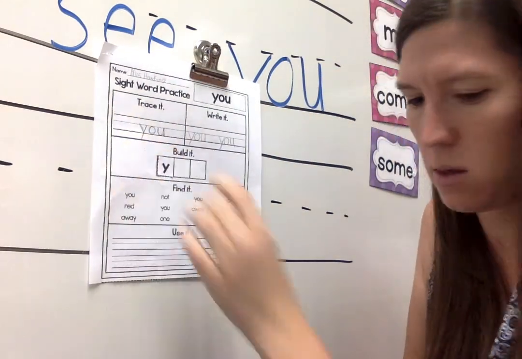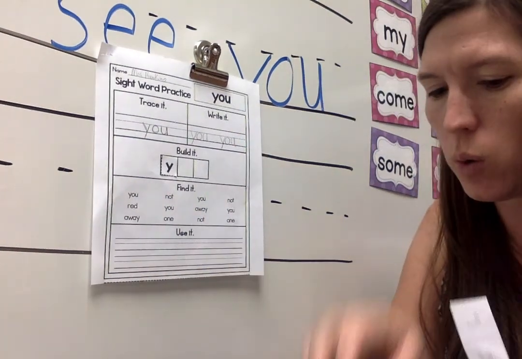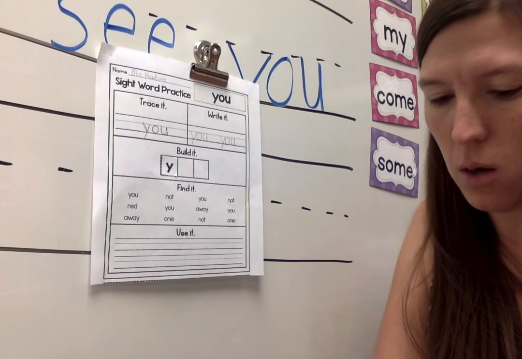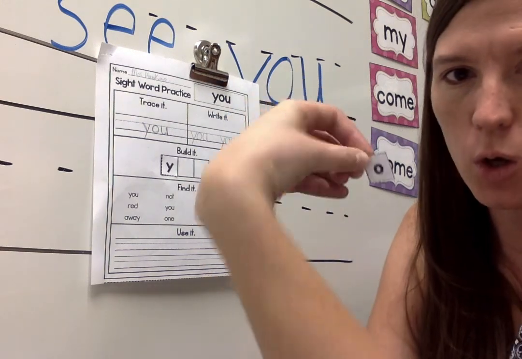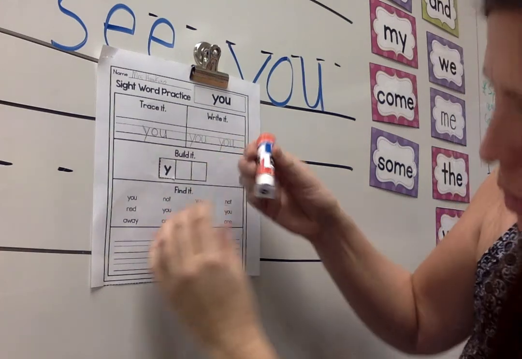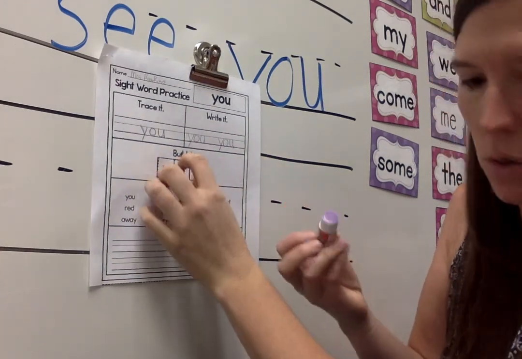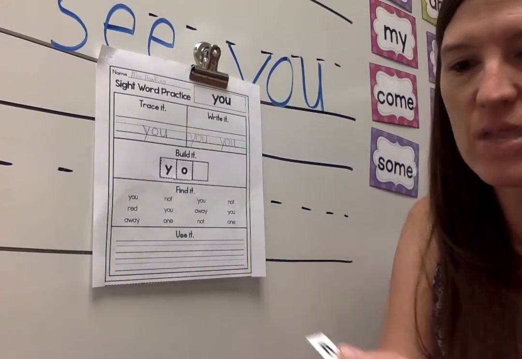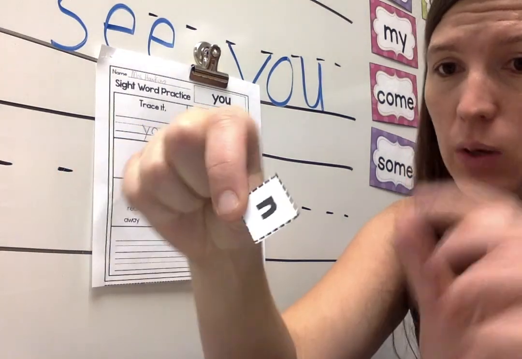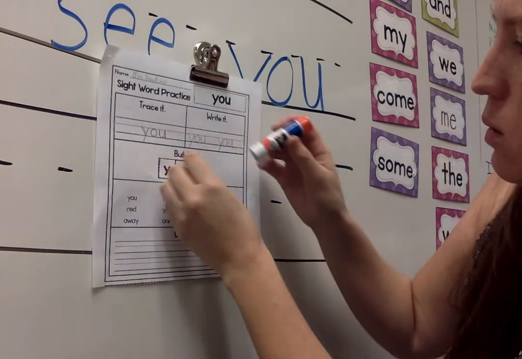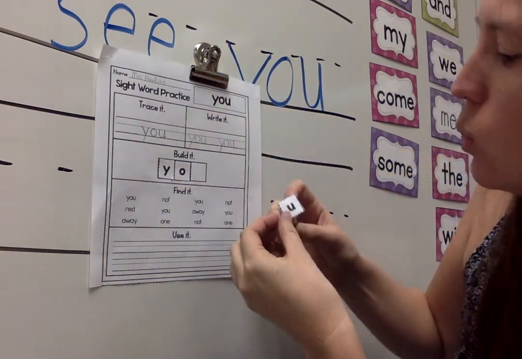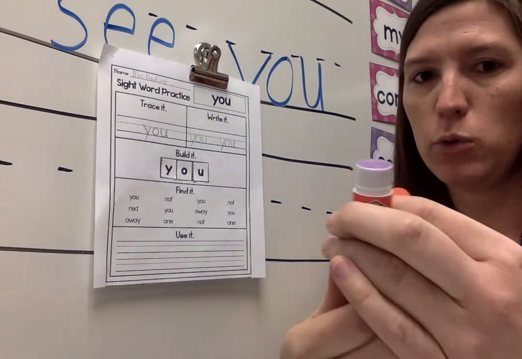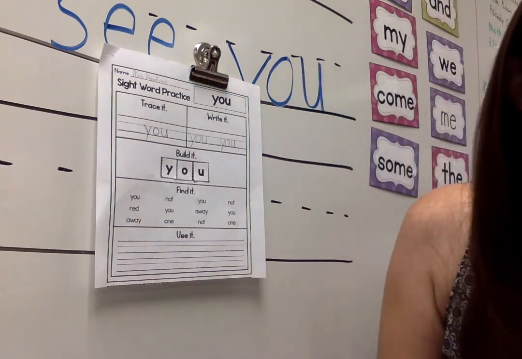Glue it on. Y. Need to find O. Now, I've got my O. It's tickling me. O. Give it a smudge. Glue it on. Y-O-U. Got my lowercase U. Be careful. If you flip it over, what does it look like? N. We don't want N. We want U. We don't want yawn. We want U. So make sure you don't glue it upside down. Glue it right side up. Push your glue down. Lid on so it lasts you a while.